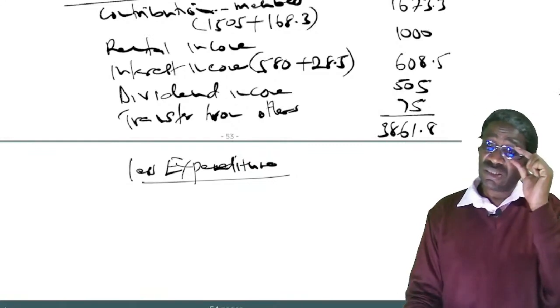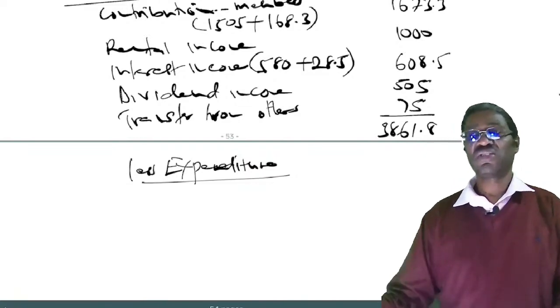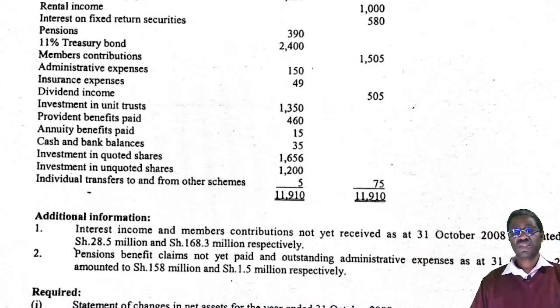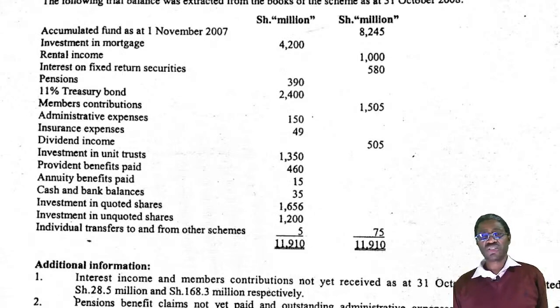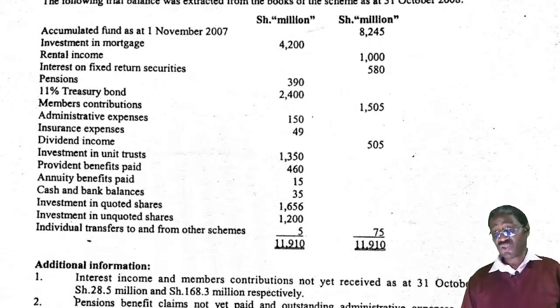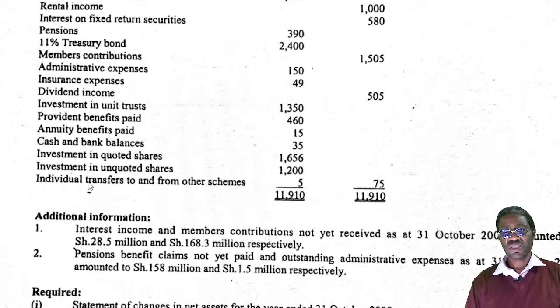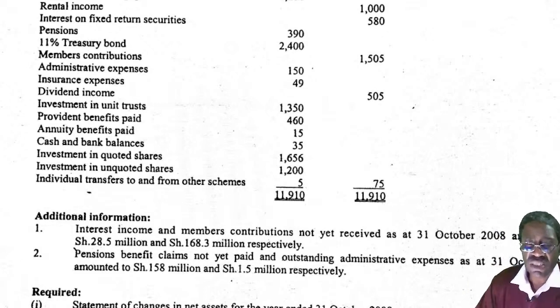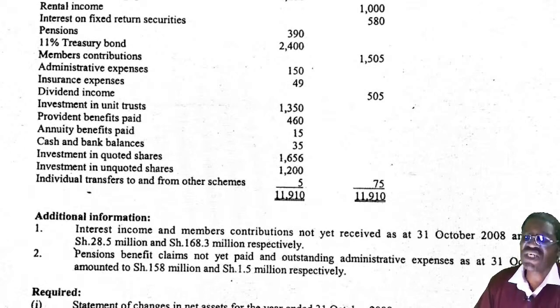Let's go through the trial balance again. On the debit column, that's where we pick the expenditures. If they have an adjustment, we use it, the same way we have done for the incomes. So let me roll the question. In terms of this trial balance on the debit, the first figure I can see there is 4,200. That's investment in mortgage, that's an asset. Pension, 390, that's an expenditure. But note number two says pension benefit claims not yet paid and outstanding administrative expenses amounted to 158 and 1.5 million respectively.